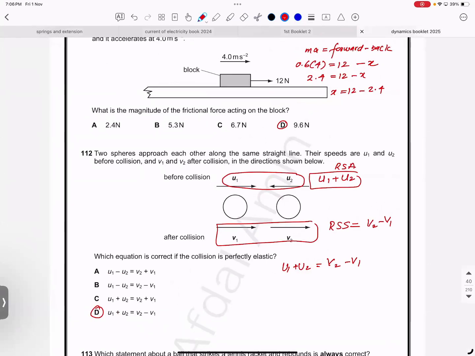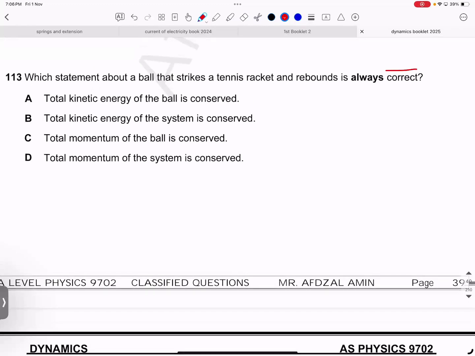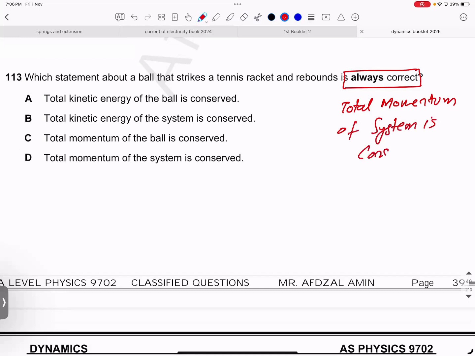Question number 113. Which statement about the ball that strikes the tennis racket is always correct? The total momentum of the system is constant, which means the tennis racket plus the tennis ball, the total momentum should be constant. Option D.